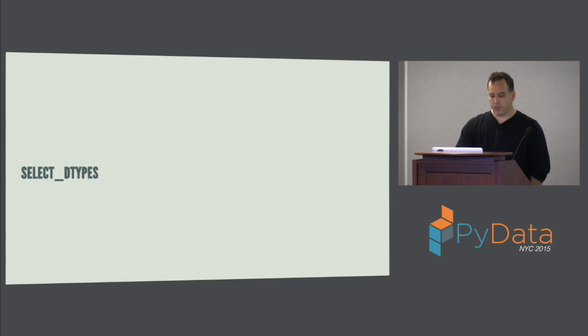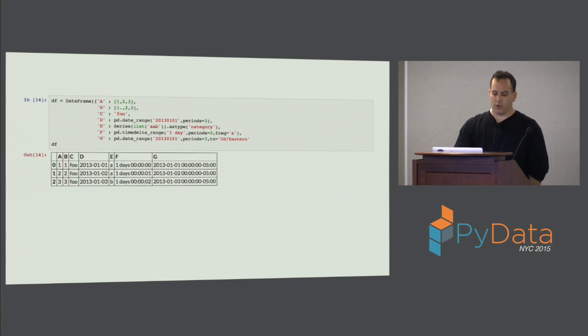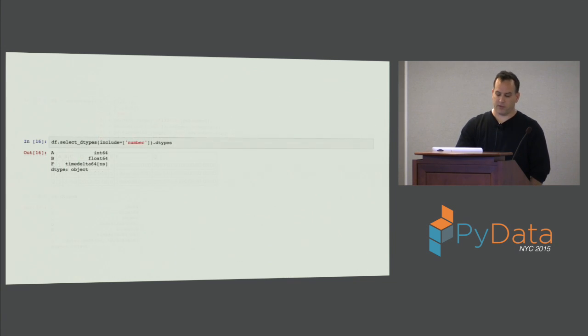Another function we introduced in 0.14 was called select_dtypes. So you have a lot of different dtypes, and you can say, okay, just give me a couple out of that. These are all good when you chain things, and I'll show you that in a little bit.